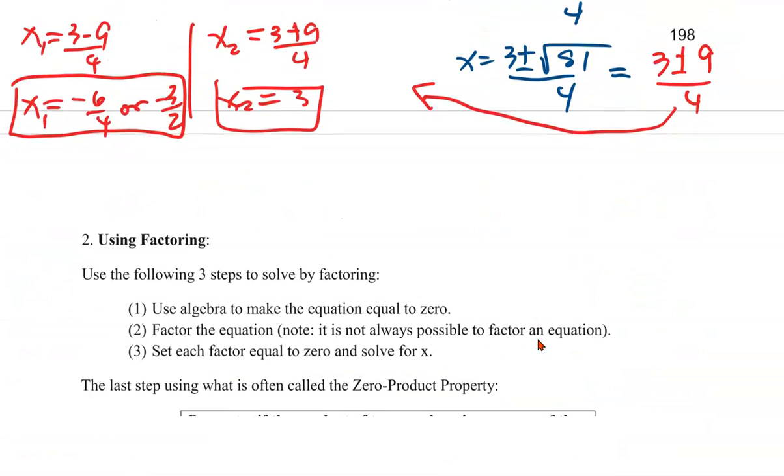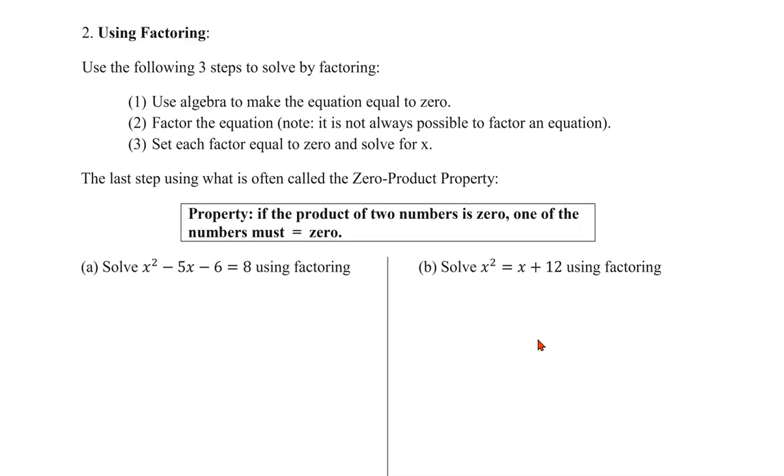Right, next is using factoring. And use the following 3 steps to solve by factoring. Number 1, use algebra to make the equation equal to 0. Factor the equation. Note it is not always possible to factor an equation. And then set each factor equal to 0 and then solve for x. This last step is what we call the zero product property. The property: if the product of two numbers is 0, one of the numbers must equal 0.